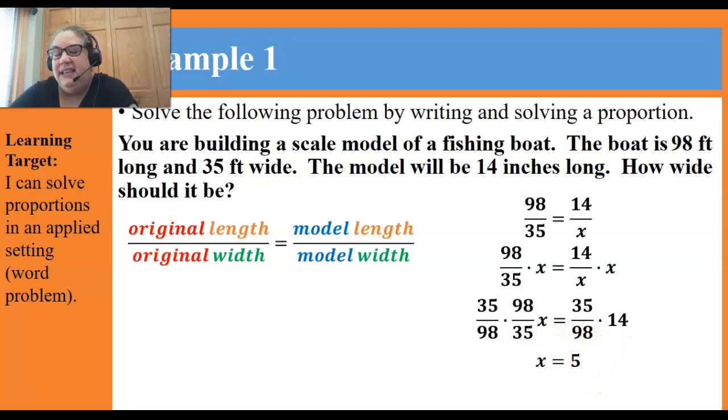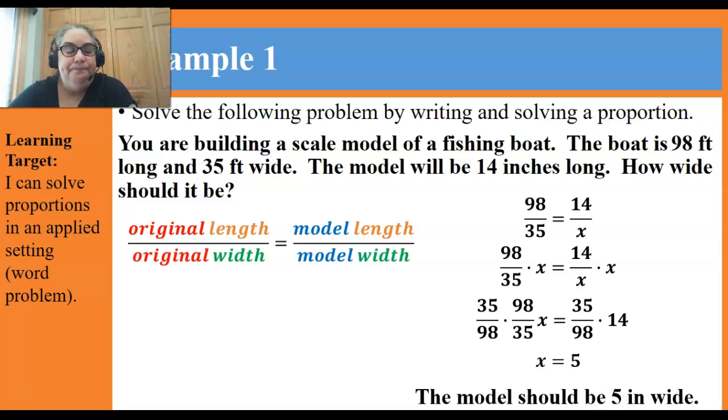Now, don't forget, this is a word problem, so x equals 5 is not really how I want our final answer to look. I need to answer the question about how wide should the model be. Well, my label is going to be in inches. That makes sense. So I would say that the model should be 5 inches wide.